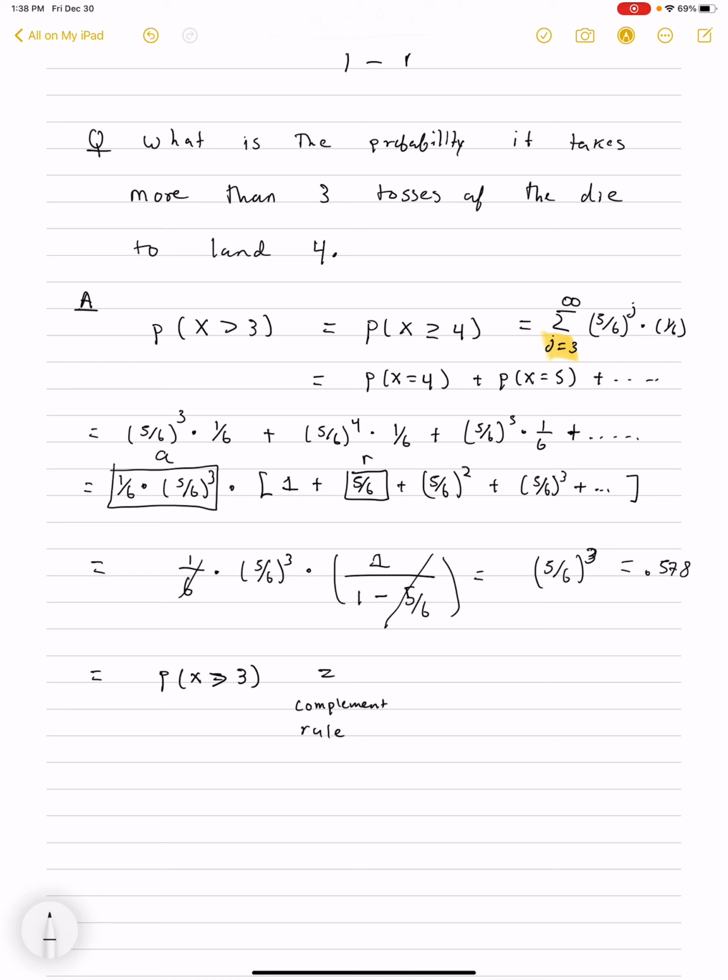And we need to make this statement false, the statement that x is bigger than 3. Well, for that statement to be false, x could be 3 itself, it could be 2, or it could be 1. So that's another way of writing it. And this will be 1 minus the probability x equals 1, minus the probability x equals 2, minus the probability x equals 3. And then you have to calculate each of these probabilities with the geometric distribution, and you will also get 0.578.